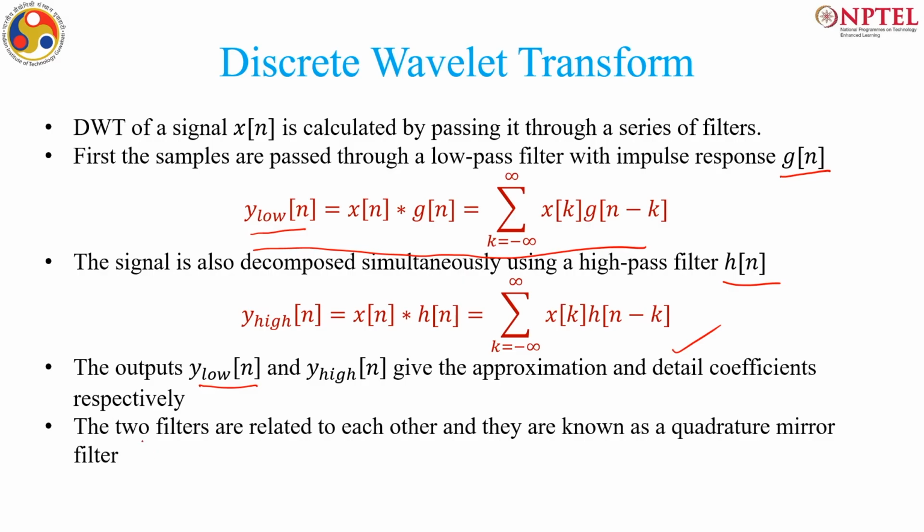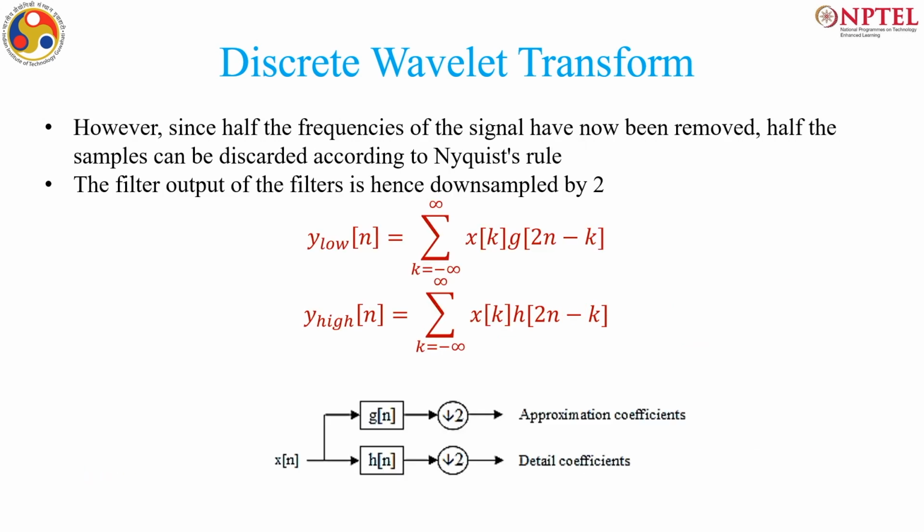So these two filters are related to each other, they are forming a filter bank, and this is called a quadrature mirror filter bank. So why quadrature mirror? Because the response is related to each other and they are exactly splitting the frequency content into two equal halves. And since now the frequencies are halved, why halved?